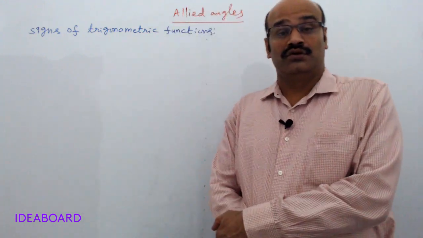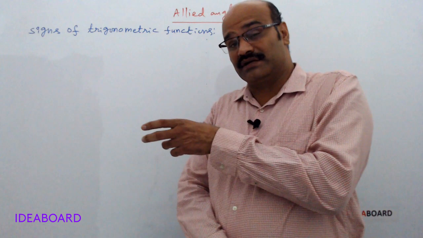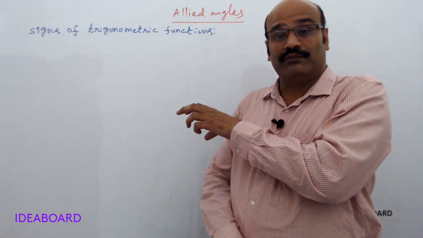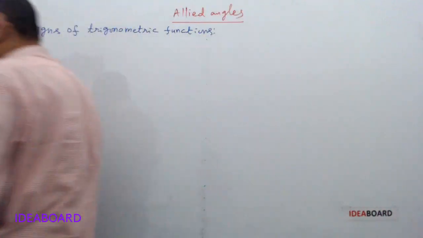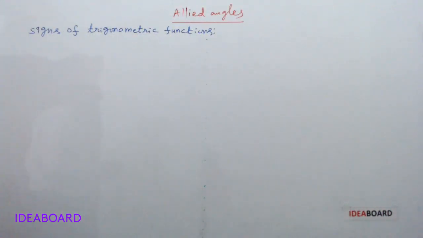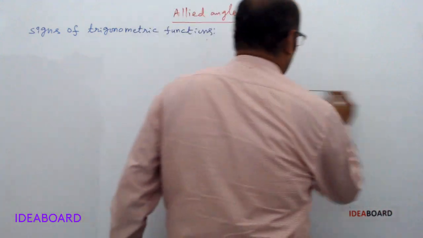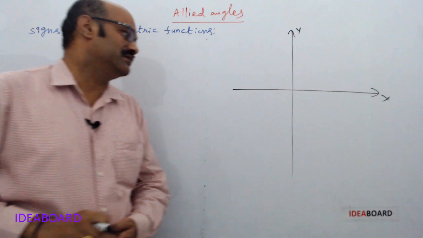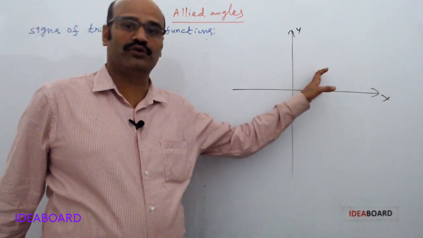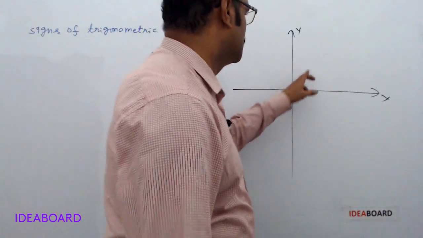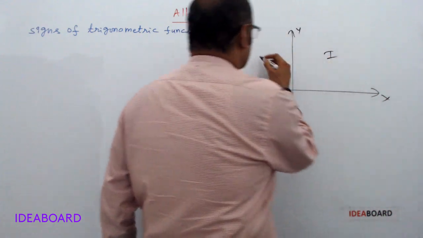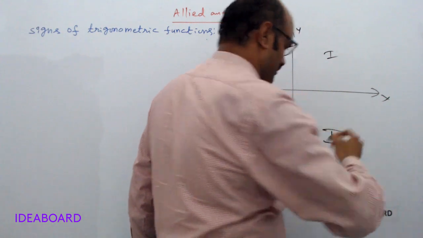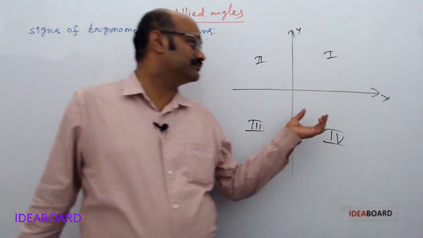Now, we discuss those trigonometric functions: in which quadrant they are positive and in which quadrant they are negative. We know that this is called the horizontal line and this is called the vertical line. These two lines divide this whiteboard into 4 parts. This is called the first quadrant, this is the second quadrant, this is the third quadrant, and this is the fourth quadrant.